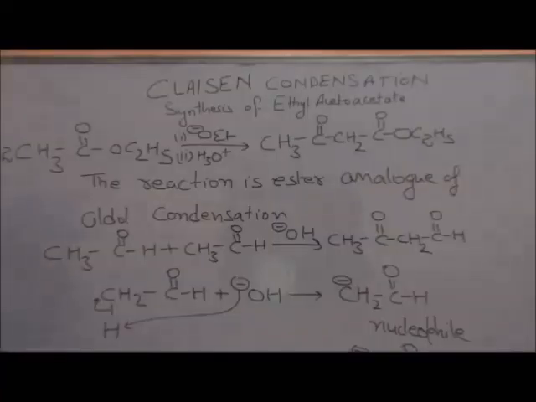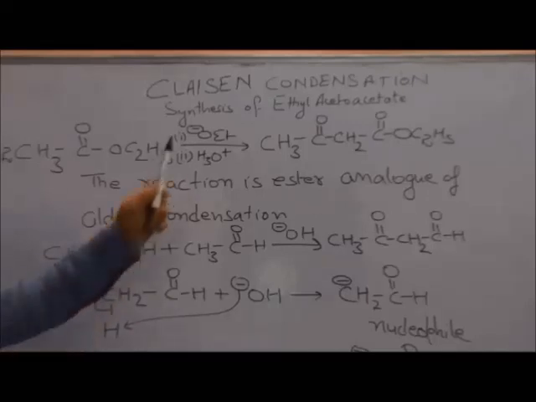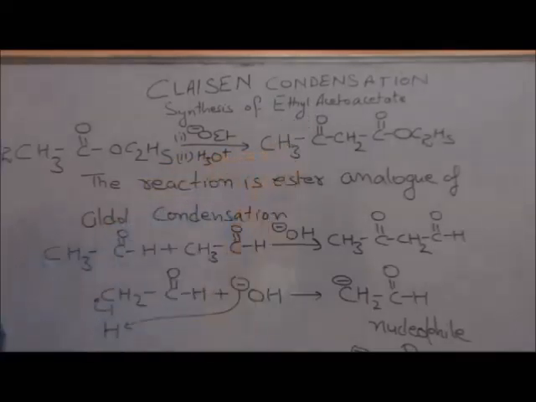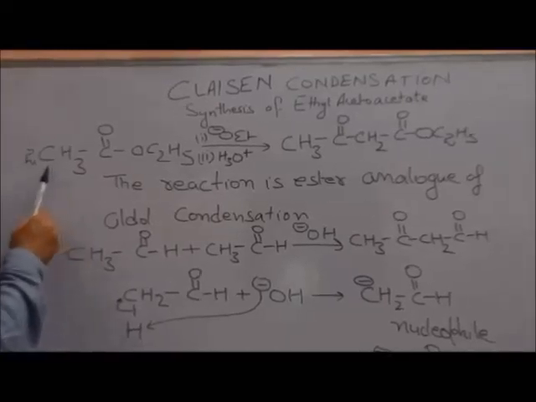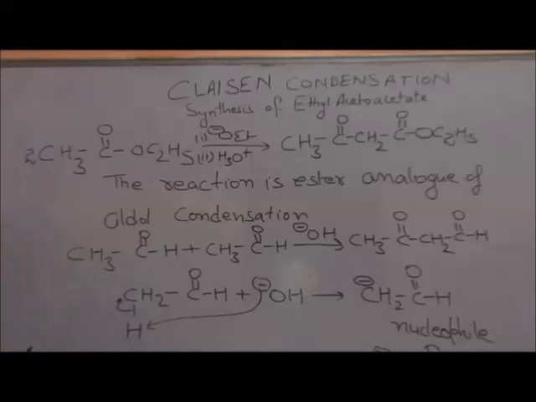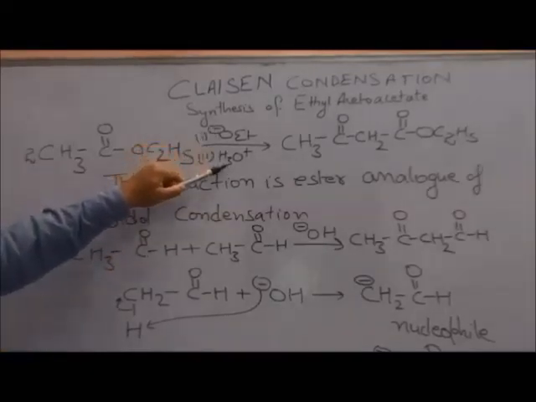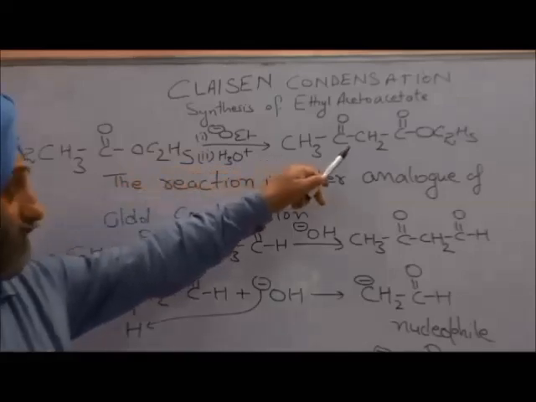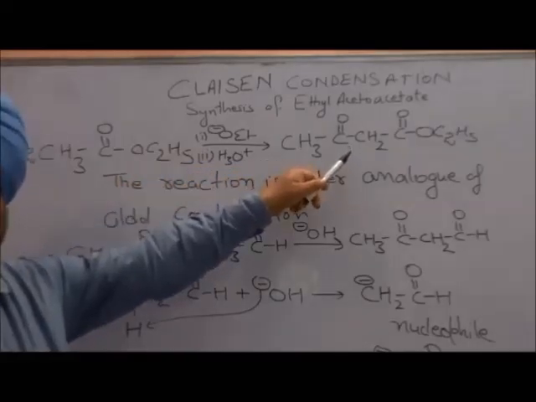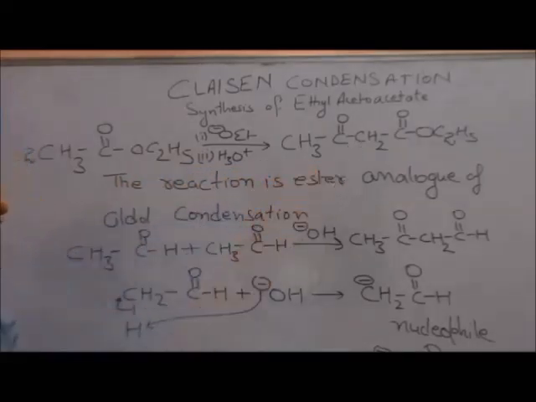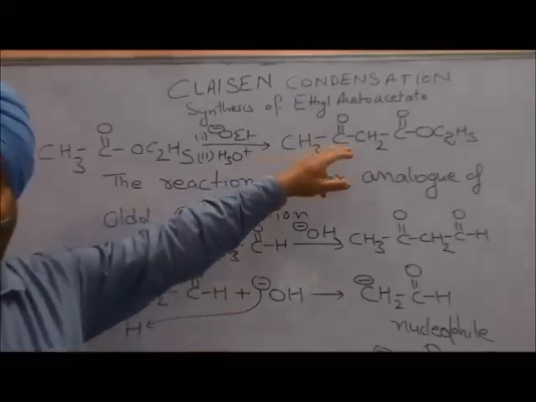So today we will be discussing the Claisen condensation reaction. It is basically the synthesis of ethyl acetoacetate. In this reaction, we treat ethyl acetate with a base followed by acidification, and we get the product, which is ethyl acetoacetate. We have already done it in the enolate synthesis.